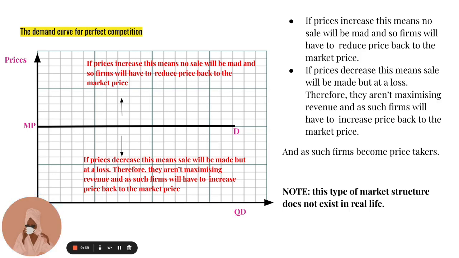And the demand curve starts at the MP, which represents market price. Now, as you can see, there's an arrow indicating an increase in the market price. So if the market price increases, then this means that no sale will be made. And so firms will have to reduce the price back down to the market price. Hope you can understand what's happening here.